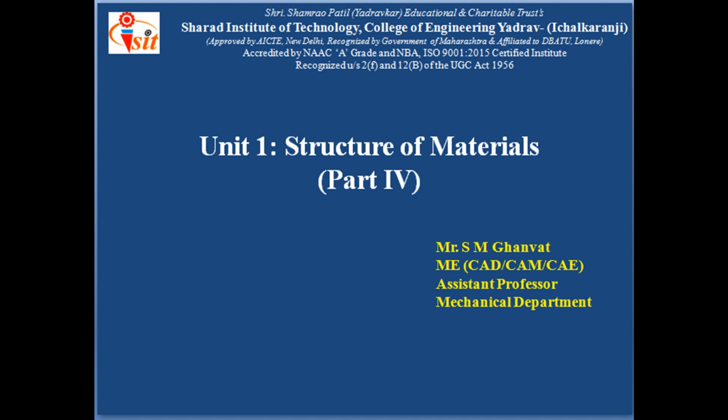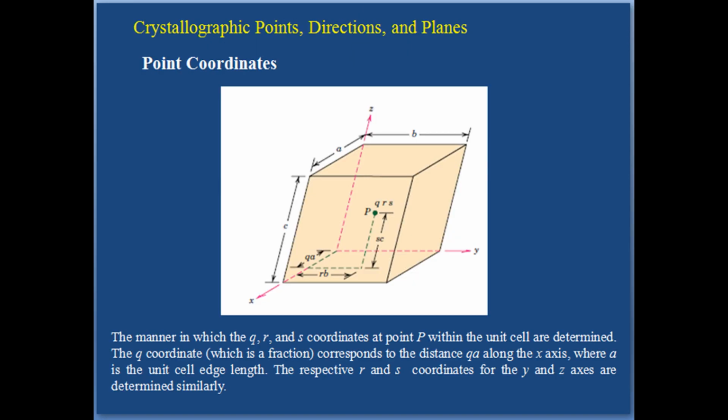We are discussing unit number 1, that is structure of materials. In this session we are going to discuss part 4 of structure of materials, where we are going to discuss the crystallographic points and directions. The first point that we are going to discuss is the point coordinate with example. And the next point that we are going to discuss is the crystallographic directions. Now we are going to deal with the next point, that is crystallographic points, directions and planes.